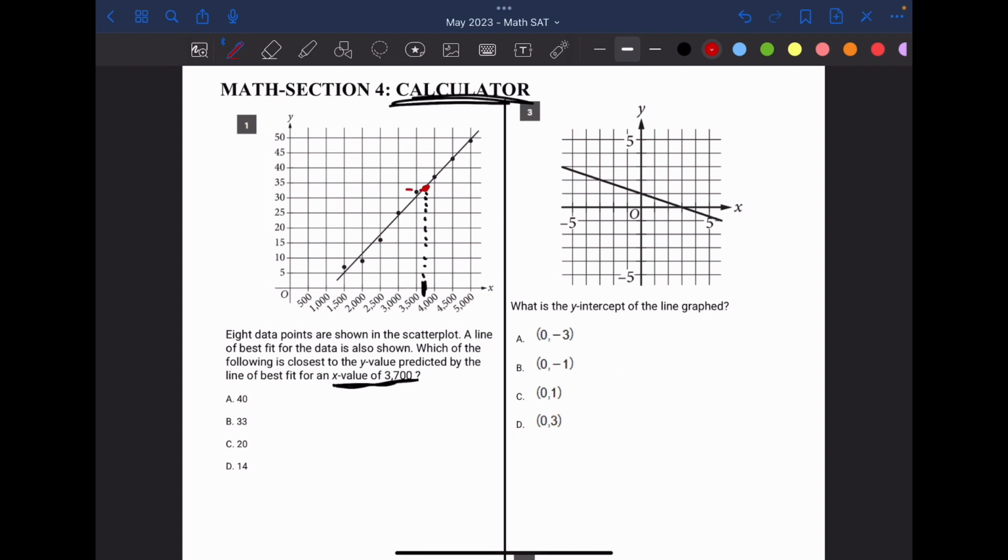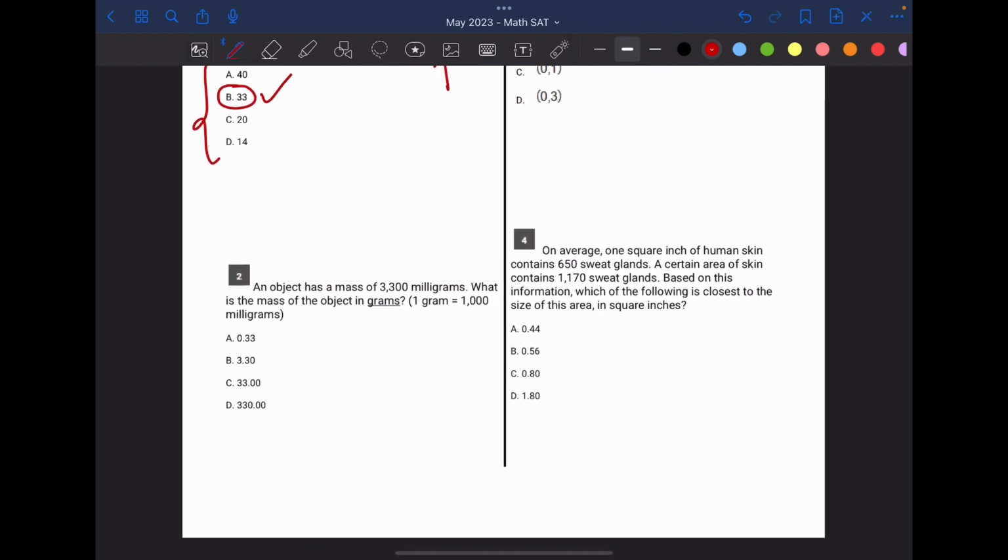And then trace it to the y values, kind of like this. You would end up at, let's say, 32.5 or somewhere close to that. Once again, it's a prediction, because that's what it said. And which value is closest to 32.5 is 33. So that is our answer. Once again, it doesn't have to be exact because this is a prediction, like it said here. So that's it for question number 1.